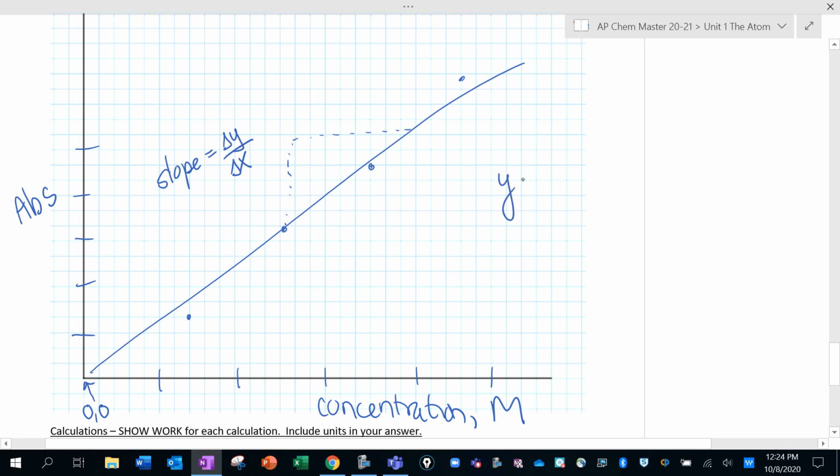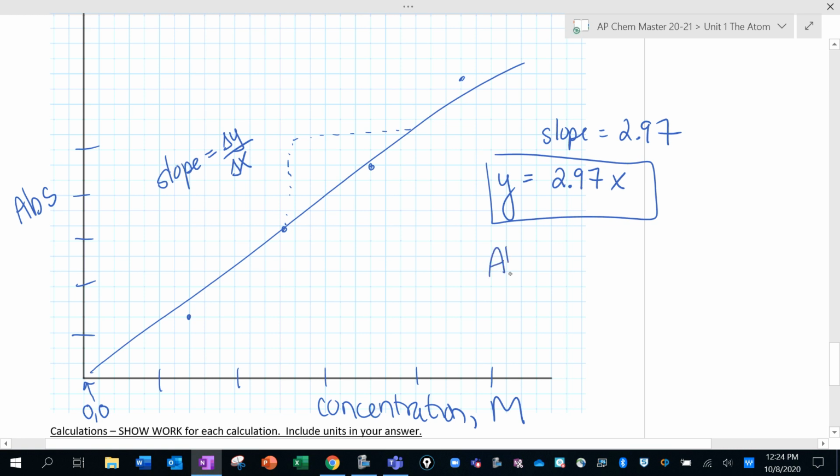Let's say your slope is, I'm just going to make up a slope. This is from data we collected a few years ago, so your slope for this lab will probably be different. But let's say that you find that your slope is 2.97. That means if you write an equation for this line, you write y equals 2.97 times x. And if we think about what the y and the x represent, really what we're saying here is the absorbance is 2.97 times the concentration.